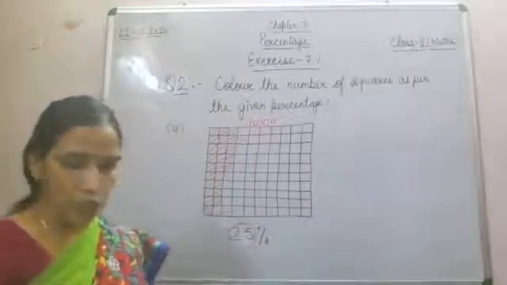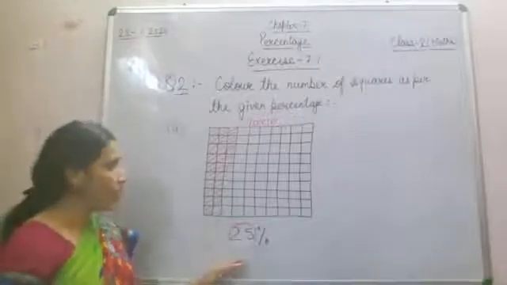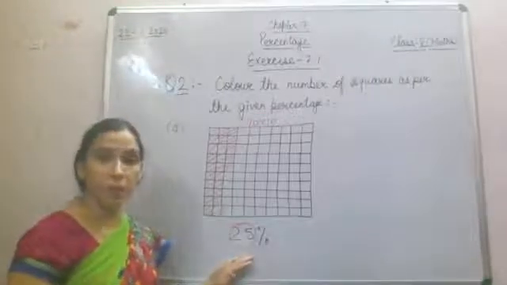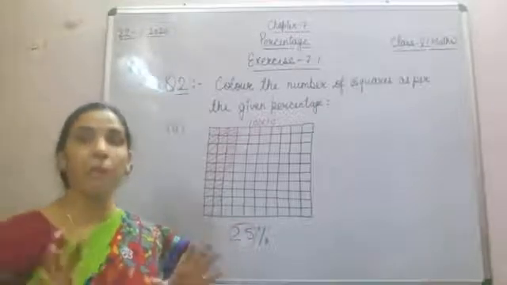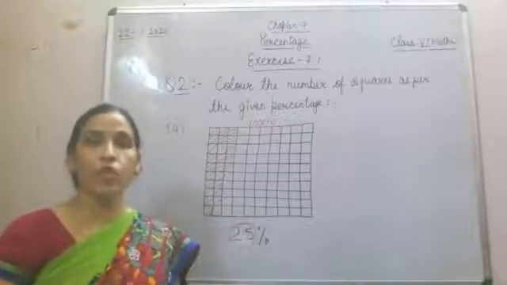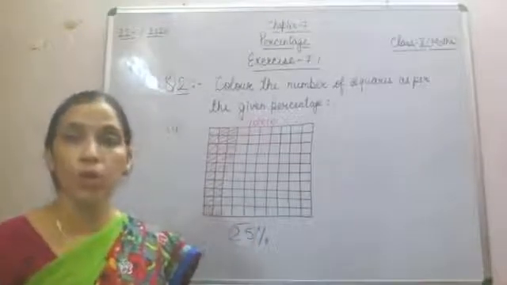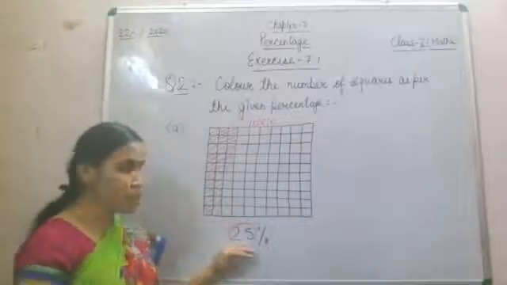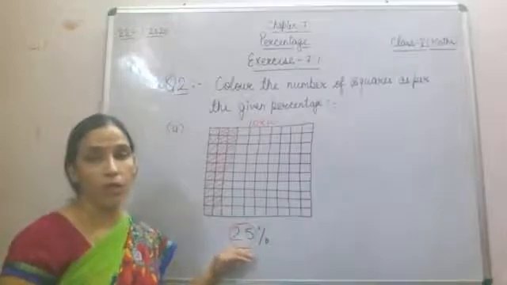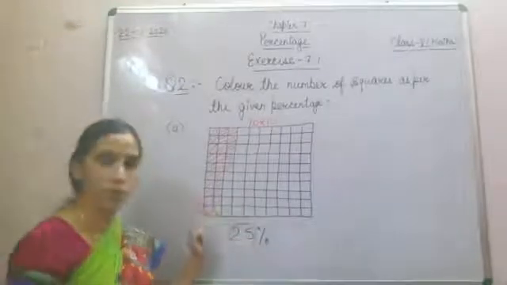Fine. So this we have shaded. Now what does this represent? That is 25%. Fine. Whenever you have to represent any particular percentage on a 10 by 10 grid, meaning on 100 squares, out of 100 you will shade that particular number only. For example, if here you have 25%, then you will shade 25 portions.